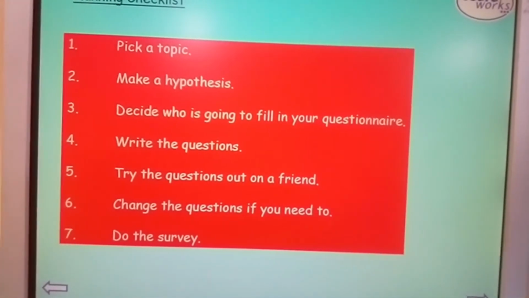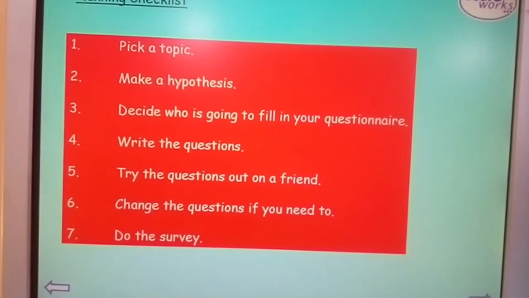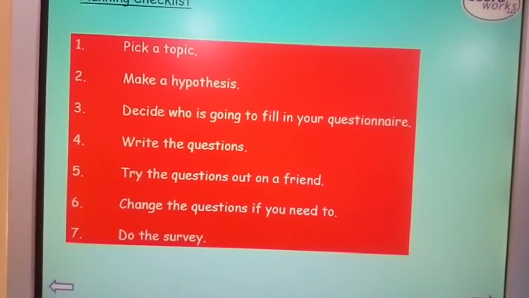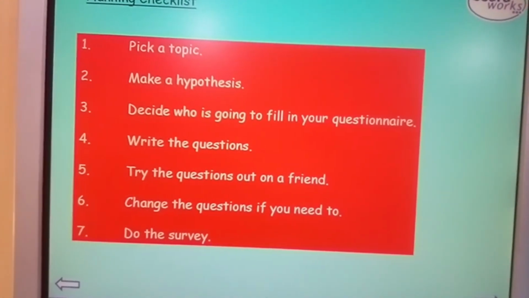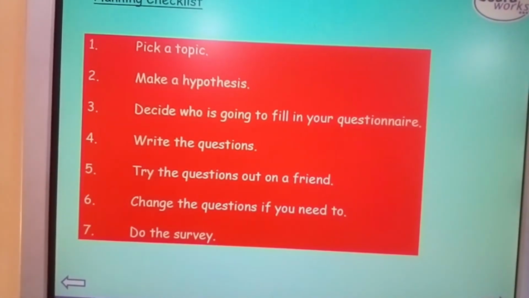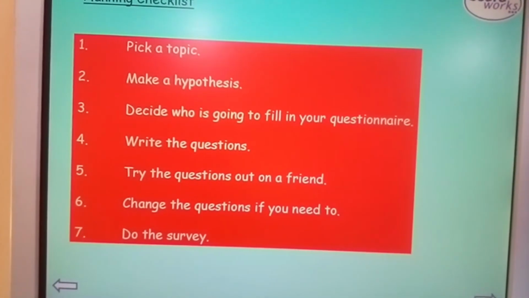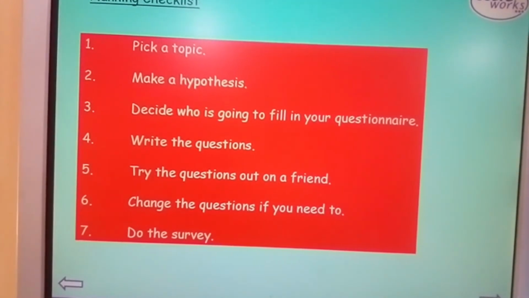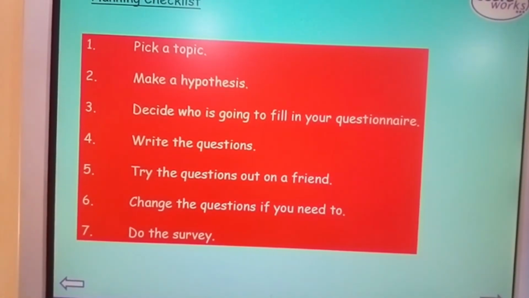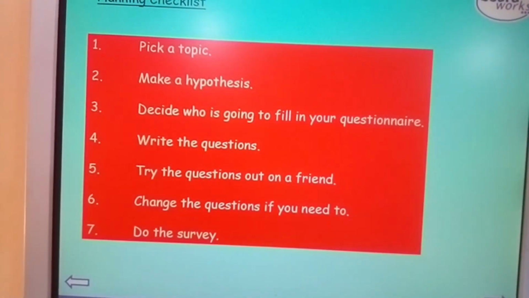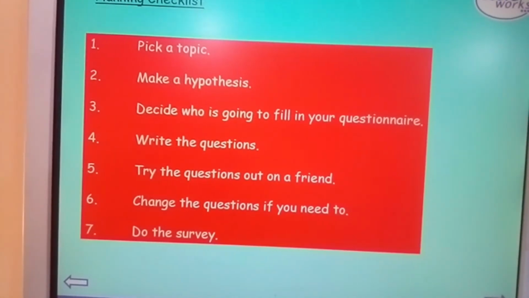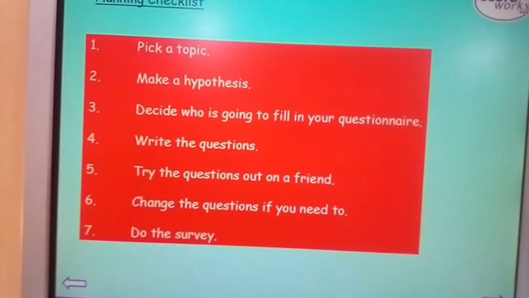Right, so here's a checklist for designing your own questionnaire. Pick a topic, make a hypothesis. For example, Yogi Bear might be better looking than Mickey Mouse. Decide who is going to fill in your questionnaire. Write the questions. Try the questions out on a friend. Change the question if you need to. Do the survey.